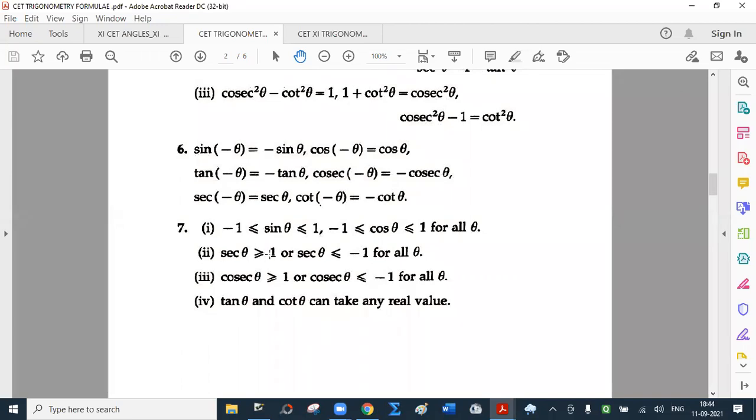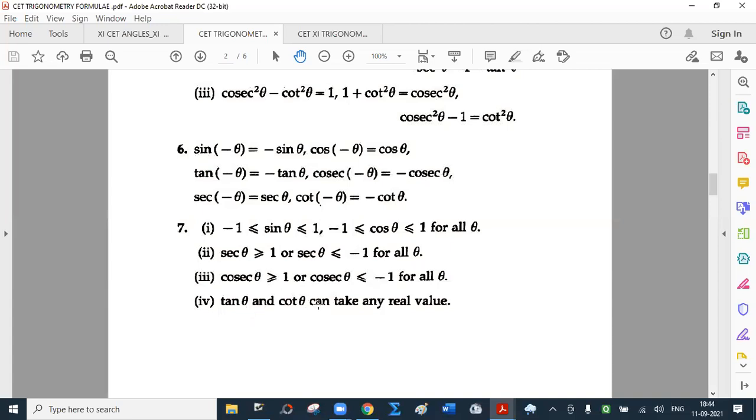Can sec theta be 0? No, because in that case, cos theta, 1 upon 0, not defined. Cos theta and sine theta are always defined, right? Same is for cosec. Cosec theta is greater than or equal to 1. See, here you have to use the word or, not and, because the number which is greater than 1, can it be less than -1? Absolutely. So either cosec theta is greater than or equal to 1 or less than or equal to -1.